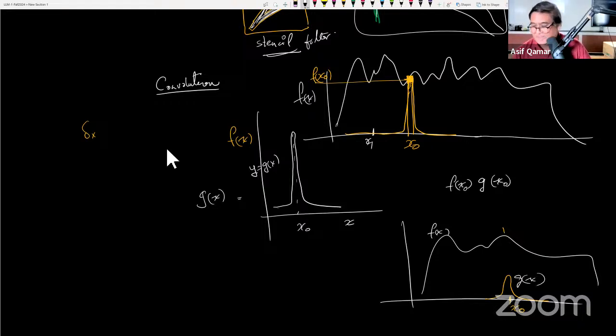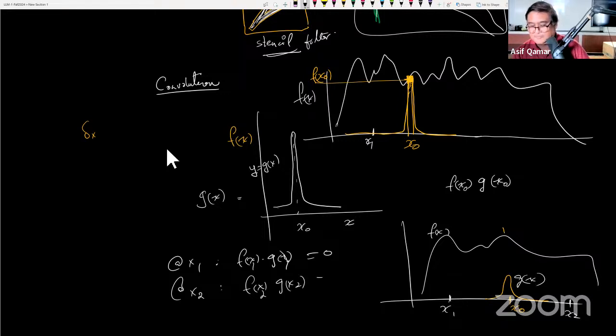So tell me, I'll just randomly take points x1 and x2. At x1, what is f of x times g of x? 0, isn't it? Because g of x is 0. What is it at x2? But at x naught, let us say that g of x happens to reach unit size, approximately. At x naught, you would say that this is equal to f of x naught, isn't it? Because f of x naught times g of x naught is equal to just f of x naught.